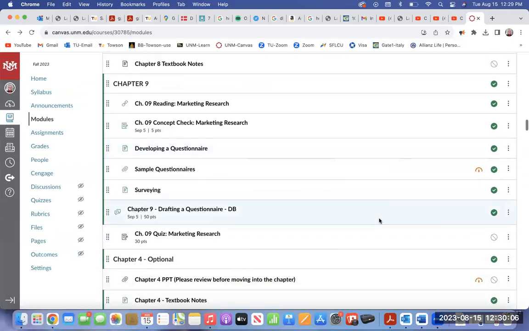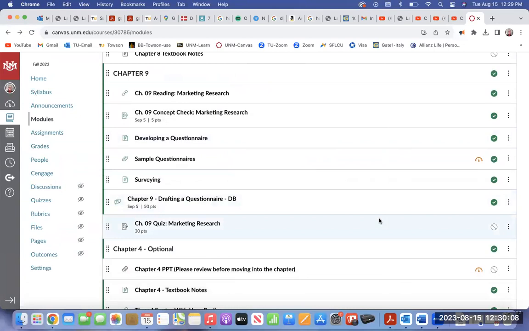Now we're going to move on to chapter 9. I said this is a lot of work. We've got to get it done. You're only here for 8 weeks. In chapter 9, you're going to read about market research. You're going to take the concept check for market research, and you're going to develop a questionnaire.